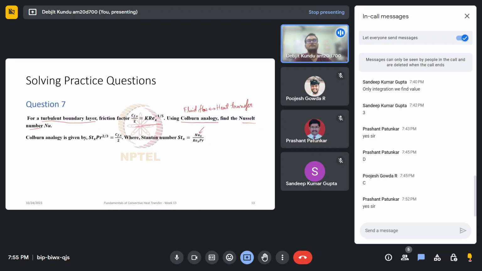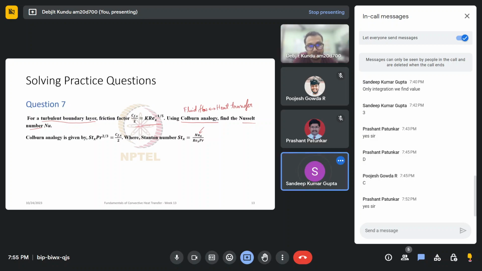So once you've found out the solution, you can type it in the chat box, or you can unmute and answer as well. All the formulas that you need to solve this are given in the hints. You won't need anything else. You just have to plug in the values here.